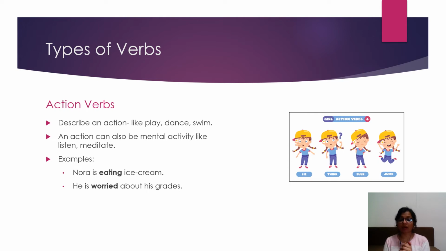Examples: Nora is eating ice cream. Eating is a physical activity and hence it is an action verb. The next sentence: he is worried about his grades. Worrying is also a mental activity and comes under action verbs.